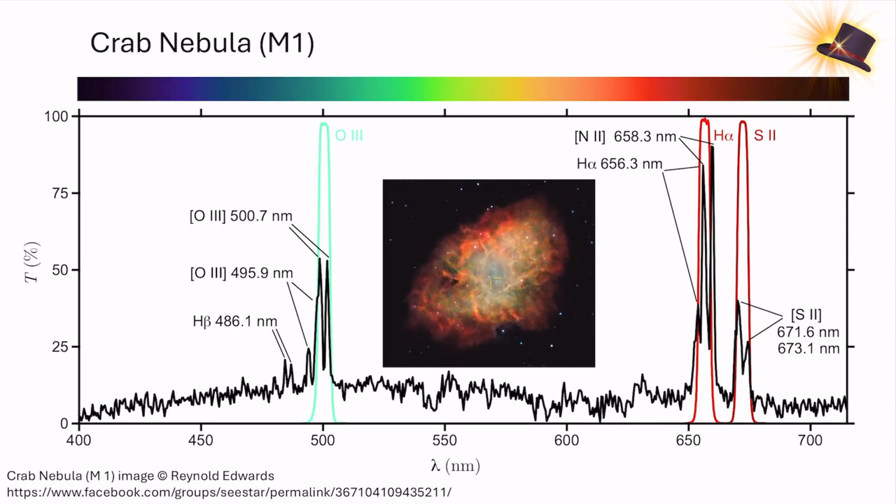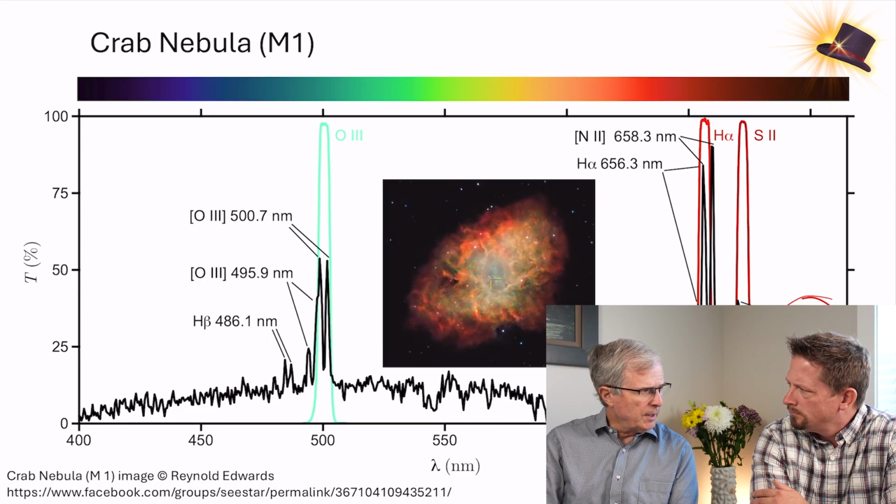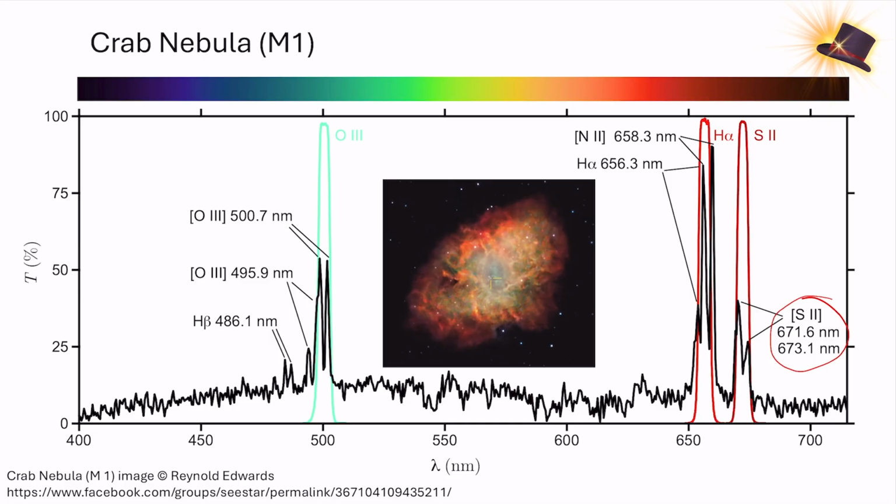Then for the Crab Nebula, we talked about this one. These sulfur lines are quite strong, and the reason is the rapid expansion that we talked about in a previous video. These supernova remnants are ramming into the interstellar gas, creating a shock wave, and those collisions excite those sulfur lines. You'll see sulfur in supernova remnants.